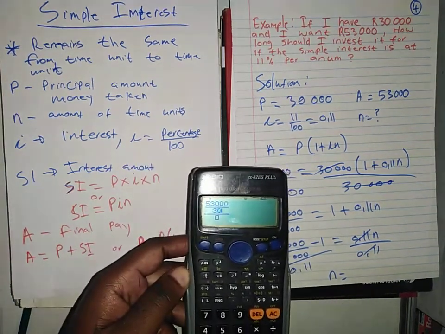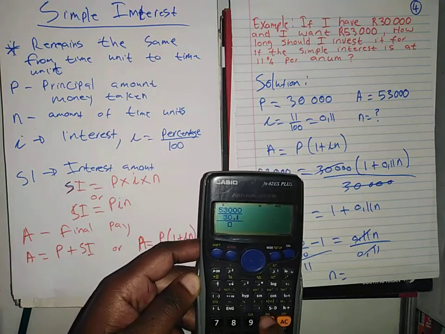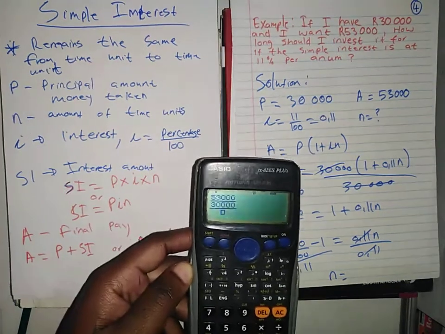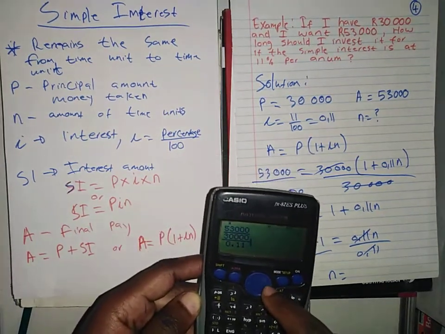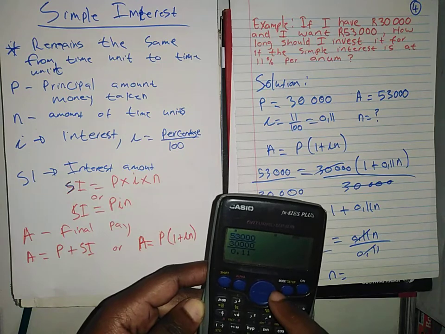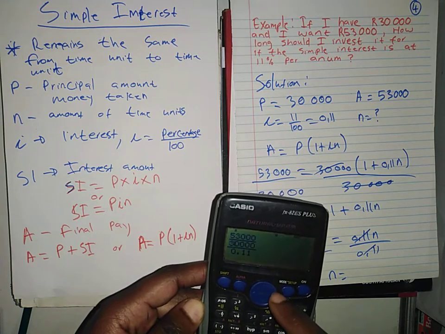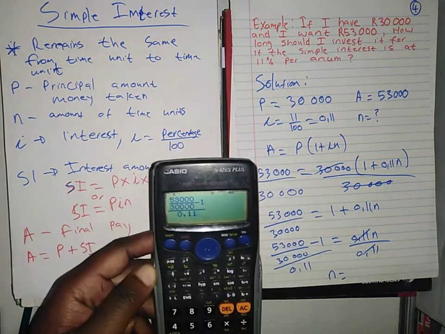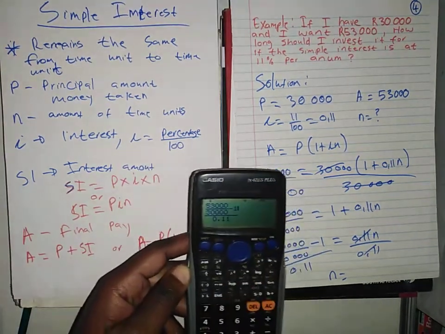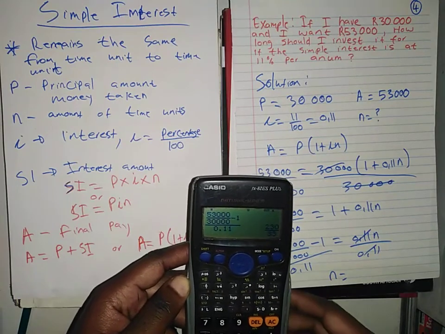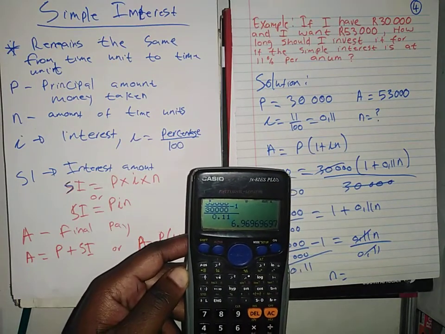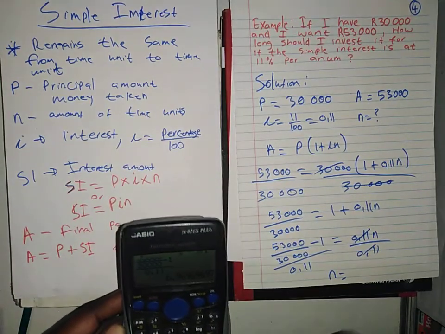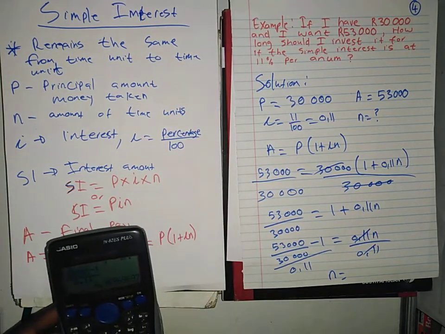And then here you put 30,000, and then all divided by 0,11, and then you say minus 1. Can you see that? So you put this in the calculator literally as it was here, and then what do you get? You get something like 6.9696.